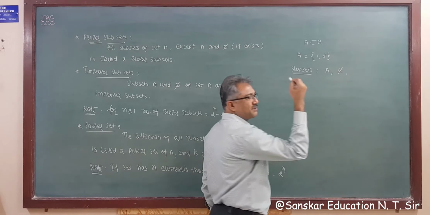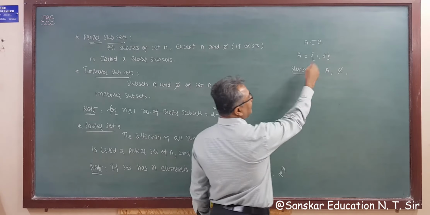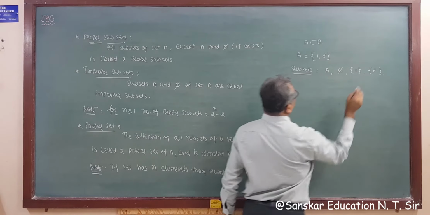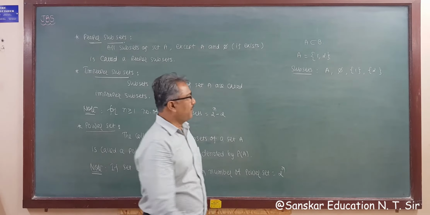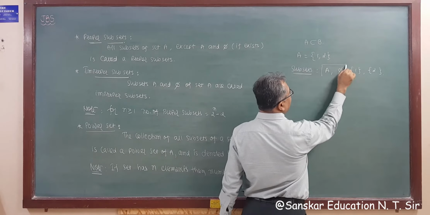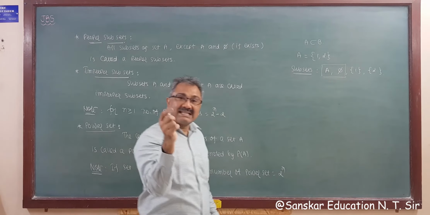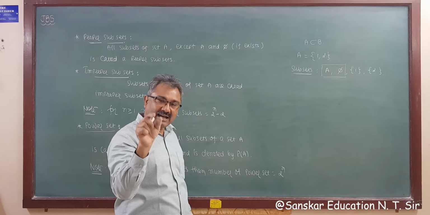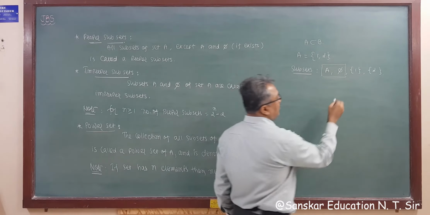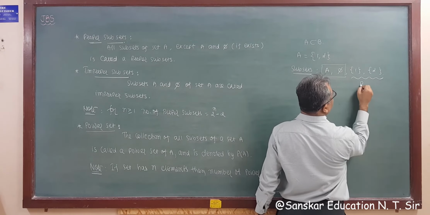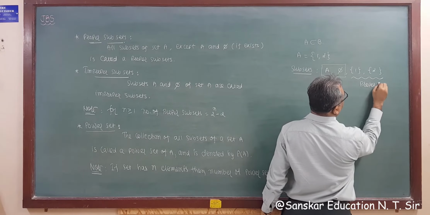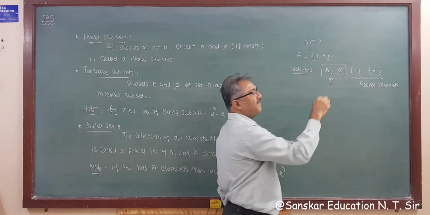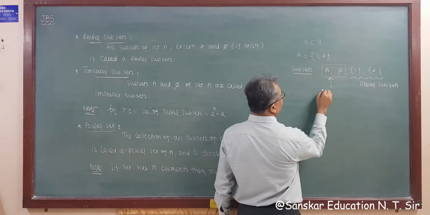Then phi is a subset of all sets. Then a single element in curly brackets, right? So these are the subsets of A. A set has subsets; except A and phi, that is that set and the empty set, all the others are called proper subsets, and A and phi are called improper subsets.